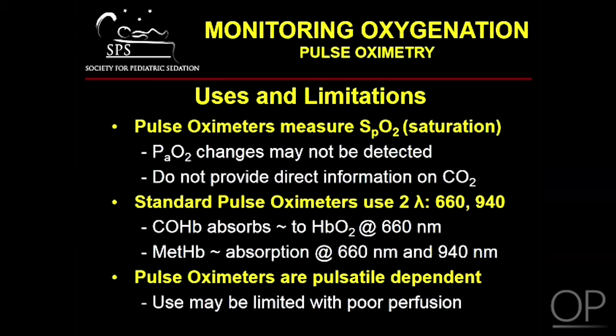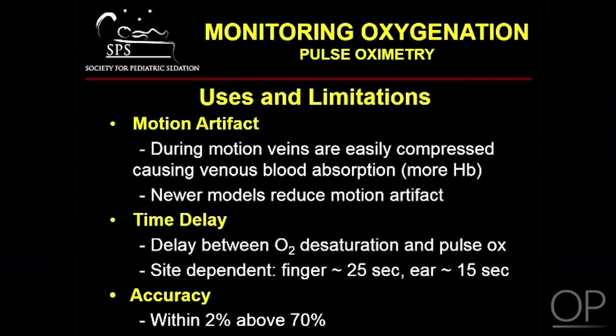Additionally, several abnormal forms of hemoglobin can confound the sensor due to different absorption spectra, carboxyhemoglobin and methemoglobin being the most common. Given the necessity of a peripheral pulse, the pulse oximeter is also limited under circumstances of poor perfusion. A number of other limitations to pulse oximetry also exist.